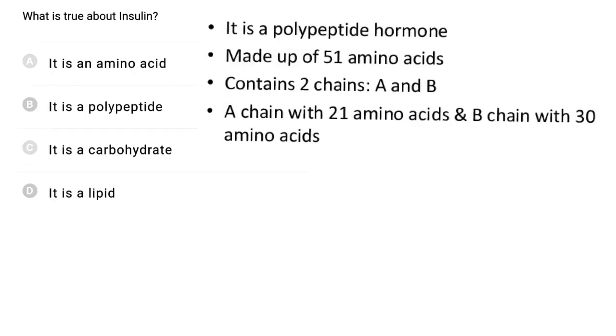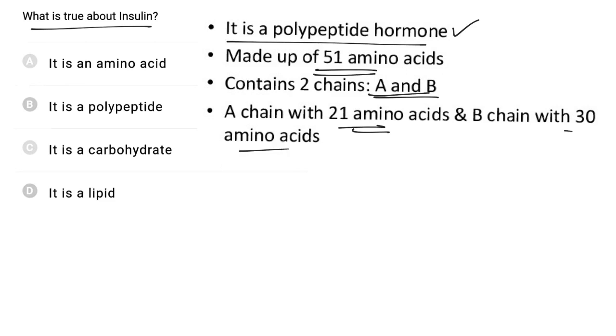What is true about insulin? Now insulin is a hormone made by the pancreas that allows our body to use sugar or carbohydrate in our food. Now insulin is a polypeptide hormone, which consists of 51 amino acids. Insulin has two chains, chain A and chain B. Chain A has 21 amino acids and chain B has 30 amino acids, and hence the correct answer is B. It is a polypeptide hormone.